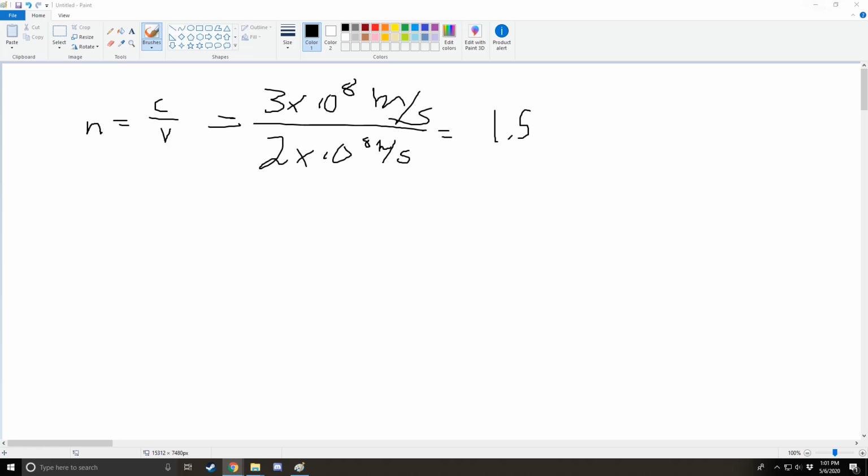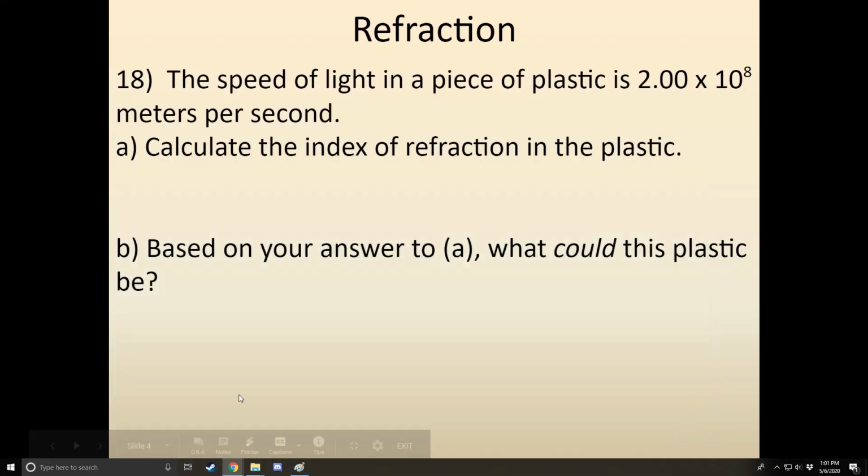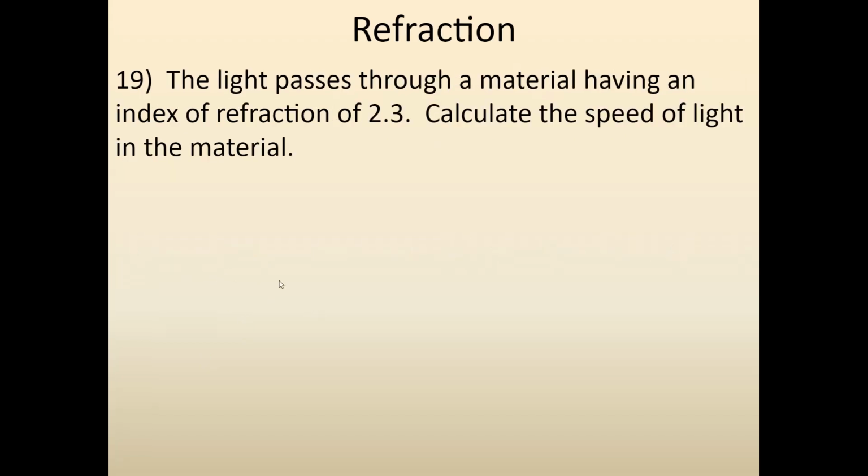These indexes aren't unique, so there are actually materials that have the same index of refraction. So that's the best we could say. All right, so that is part B. Here's the next question. Pause the video, we'll go over it in a second.